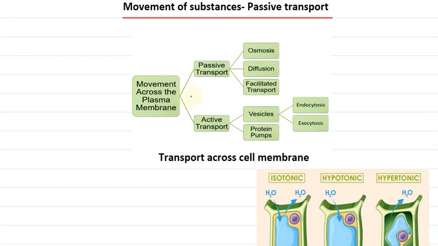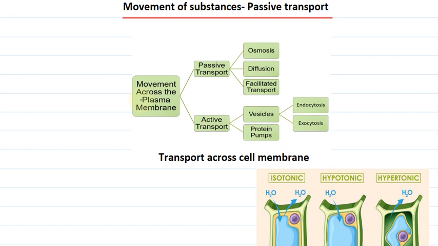The topic for today's video is movement of substances by passive transport. In our previous video we studied the plasma membrane, and now we know that the plasma membrane is a selectively permeable membrane, which means it allows the movement of certain materials inside and outside the cell, whereas it restricts or prevents the movement of some other materials through it.